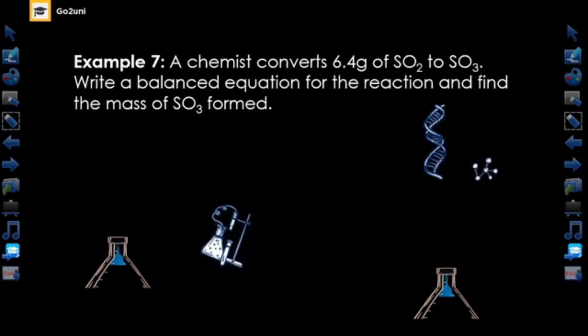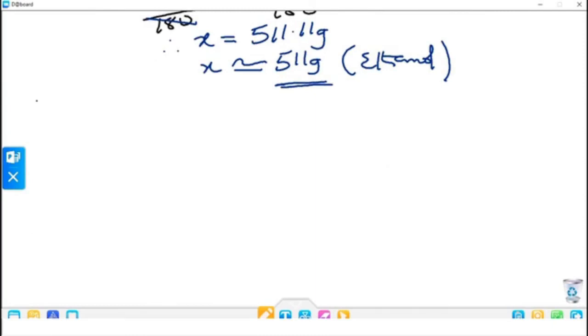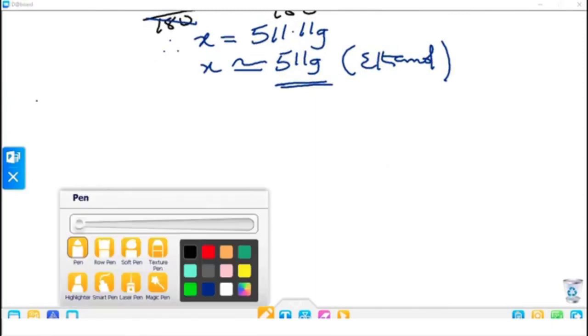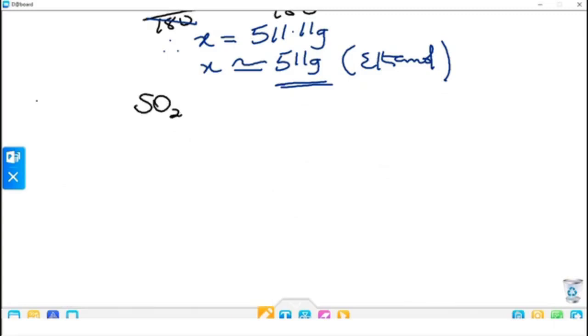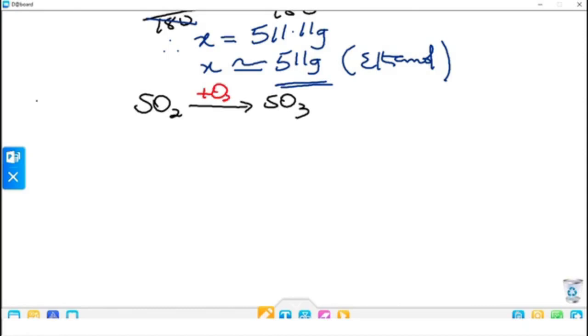To do that, we have to write a balanced equation first. Now, the question is, how can we convert SO2 to SO3? How is that possible? Converting SO2 to SO3 is possible if SO2 reacts with oxygen. So that is what happens. A chemist converted SO2 to SO3 by reacting SO2 with oxygen.